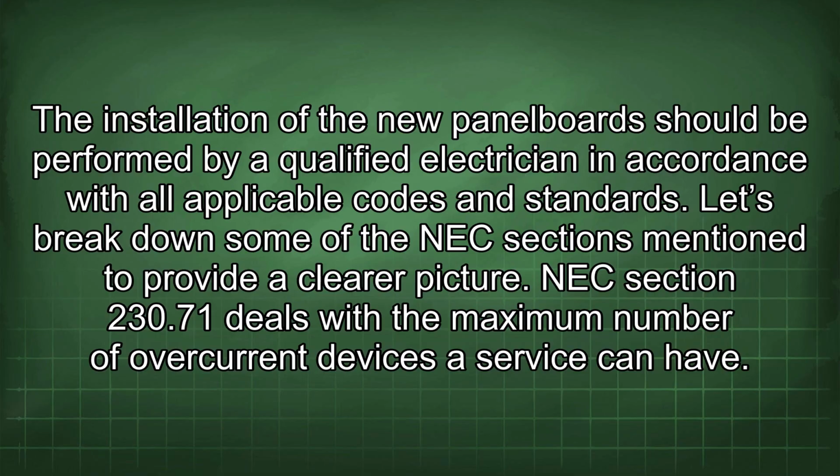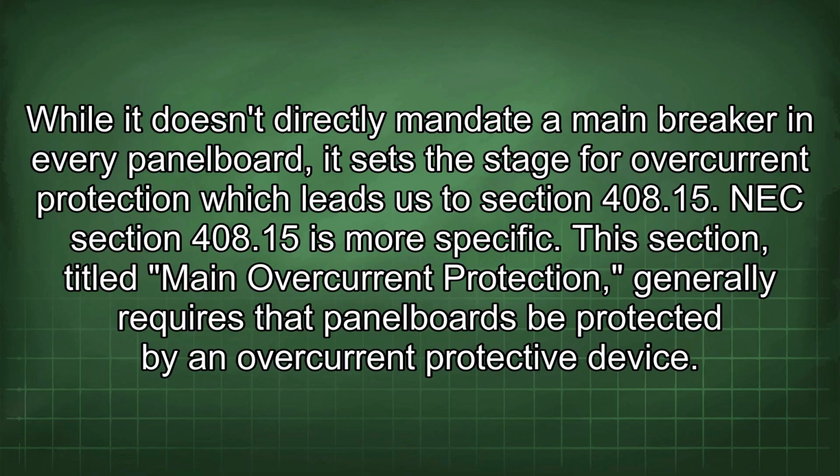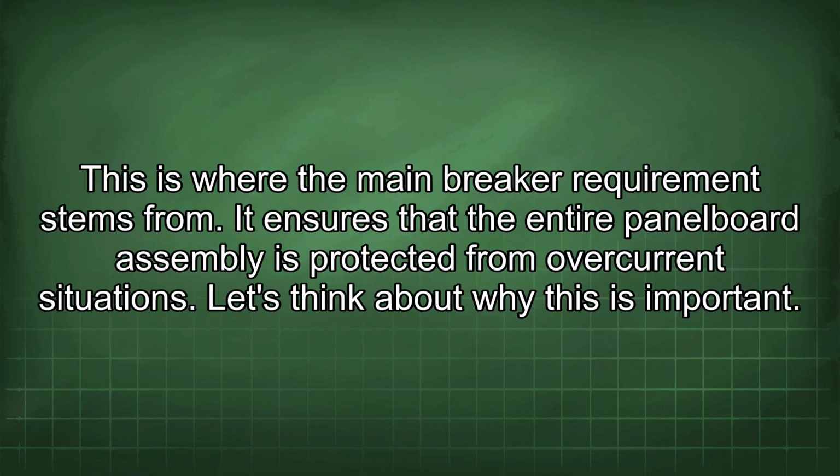NEC section 230.71 deals with the maximum number of overcurrent devices a service can have. While it doesn't directly mandate a main breaker in every panel board, it sets the stage for overcurrent protection, which leads us to section 408.15. NEC section 408.15 is more specific. This section, titled Main Overcurrent Protection, generally requires that panel boards be protected by an overcurrent protective device. This is where the main breaker requirement stems from. It ensures that the entire panel board assembly is protected from overcurrent situations.